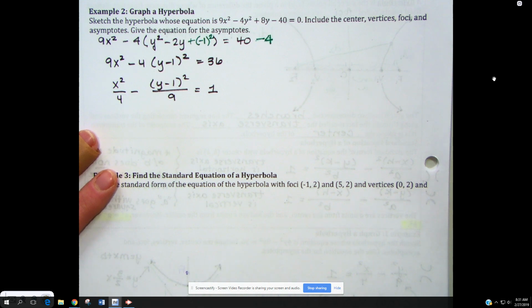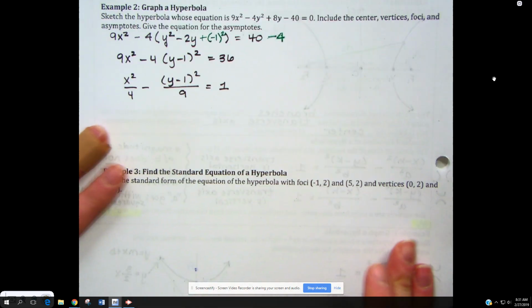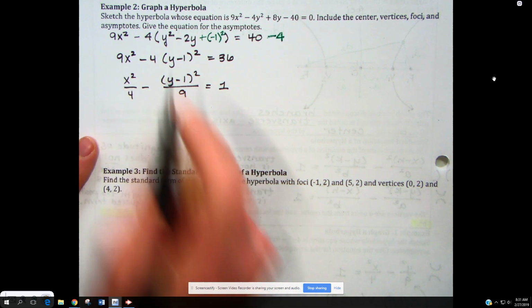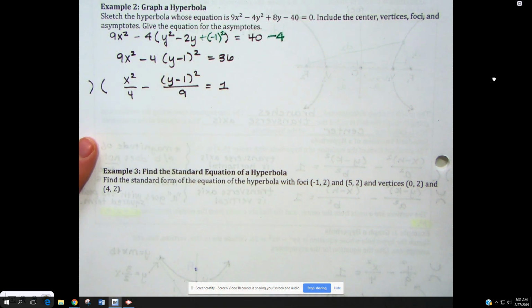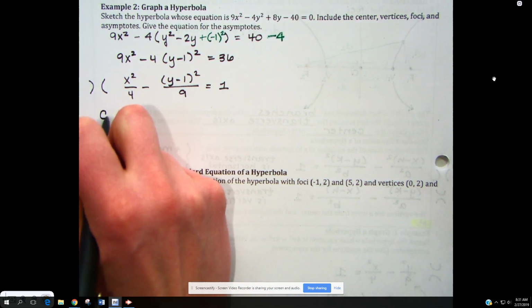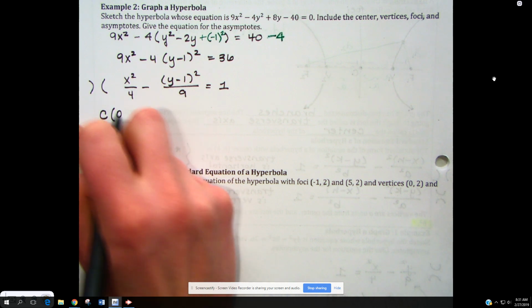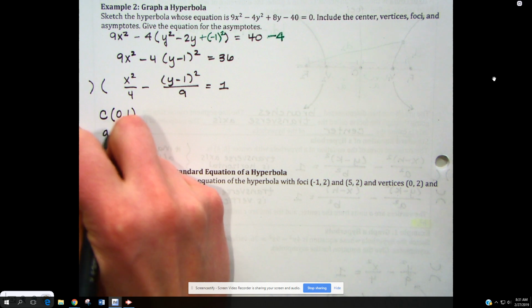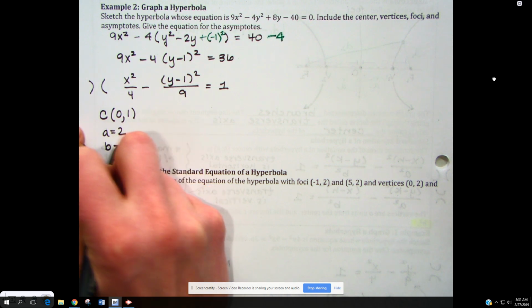I can tell some things just by glancing, right? The x squared is coming first. It's not behind the subtraction, right? So that tells me right off the bat that this particular hyperbola is going to open left and right. I can tell you that the center of my hyperbola should be happening at 0, 1, right? I can tell you that my A is 2 and my B is 3.